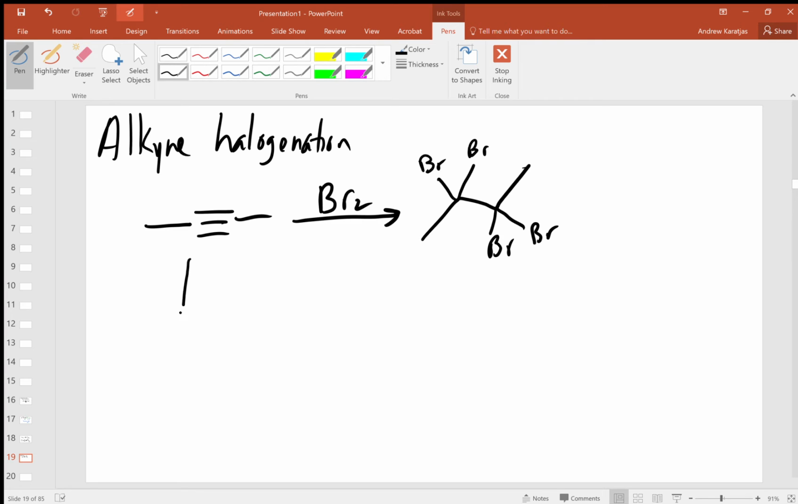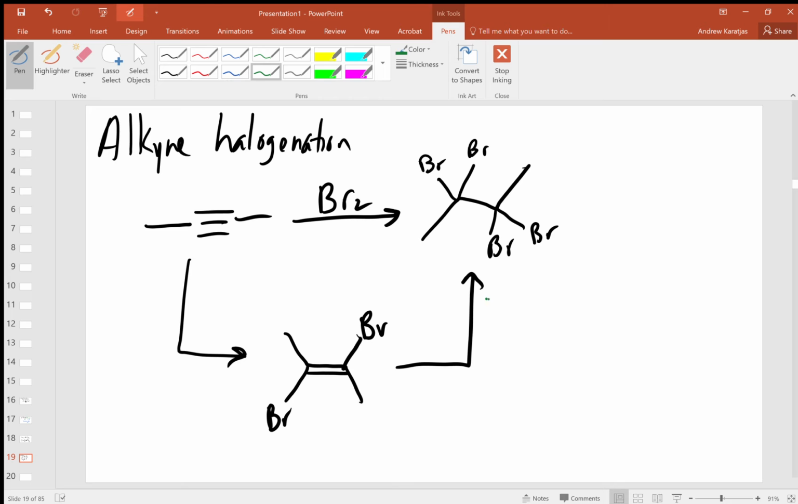So we know that in the first half of this reaction, the alkyne gets converted to an alkene with one addition of bromine. And then the second half is a reaction we've learned previously, the alkene halogenation. That's a reaction we've previously studied. But what's the mechanism of the first half?